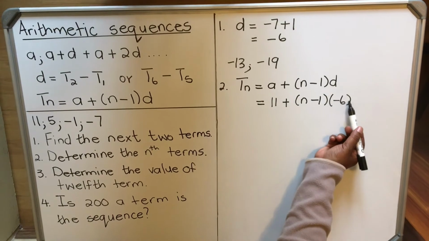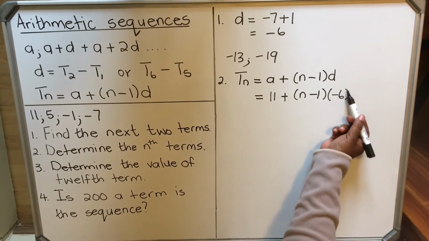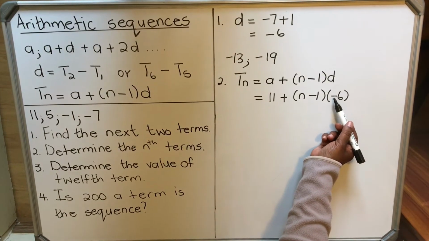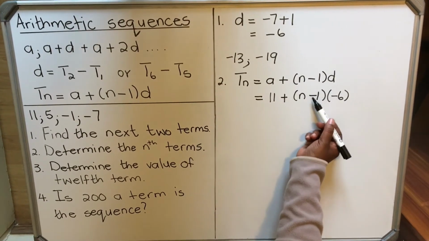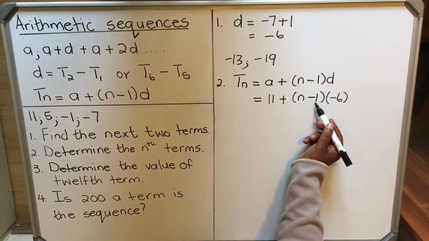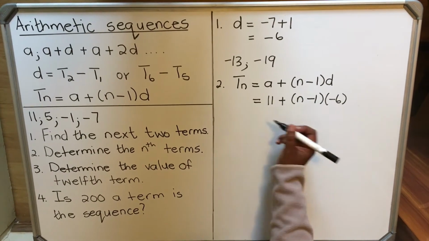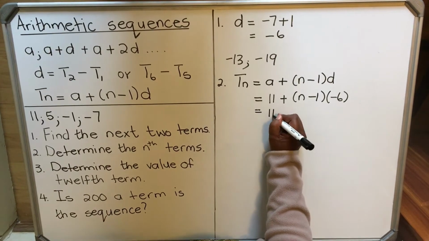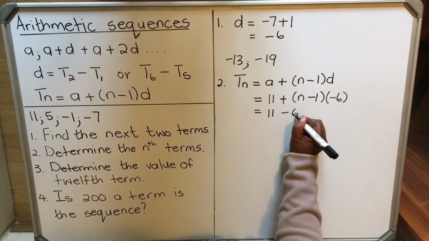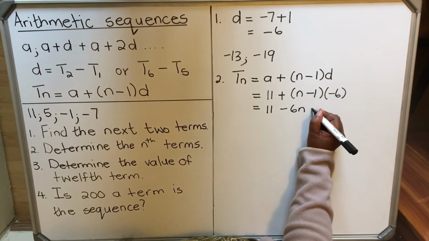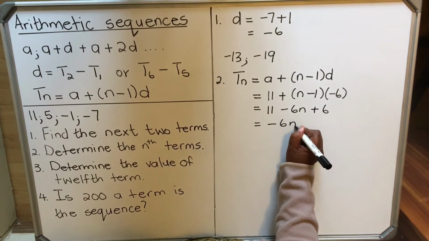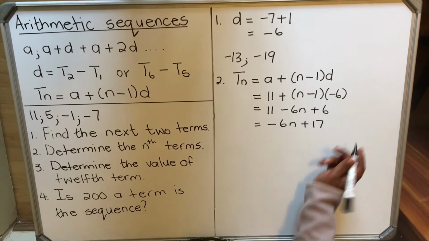In grade 12, always put the D in brackets, whether it's negative or positive. If you don't, it becomes a term, and then you don't multiply with these two terms here, and you get a wrong answer. Okay, so we have 11, negative 6 times n is negative 6n, negative 6 times negative 1 is plus 6. Then it's negative 6n plus 17.